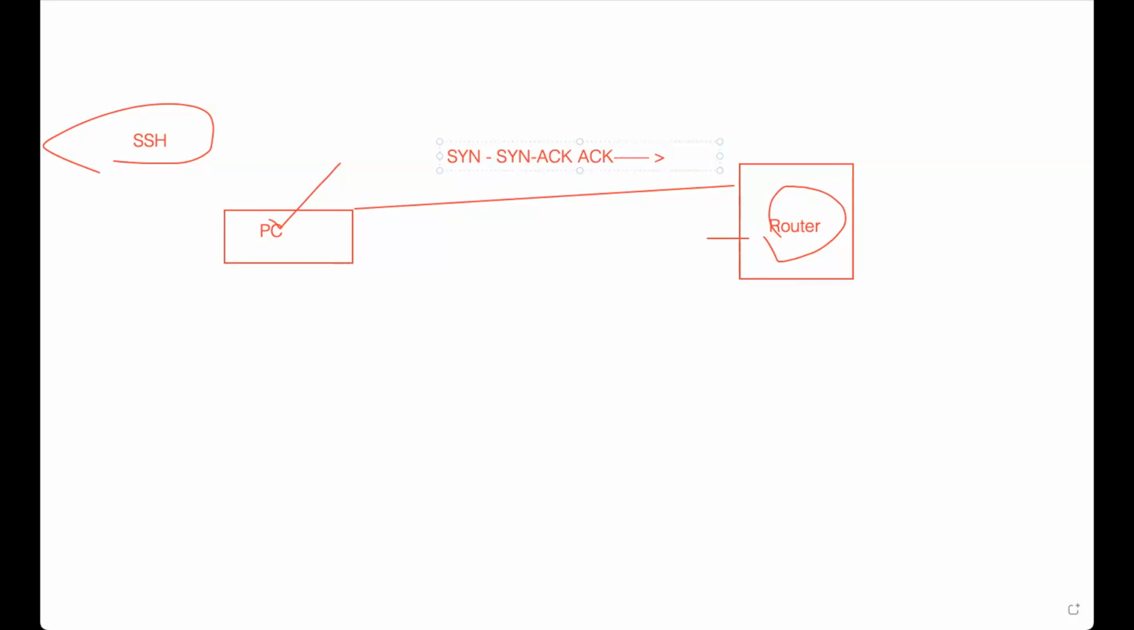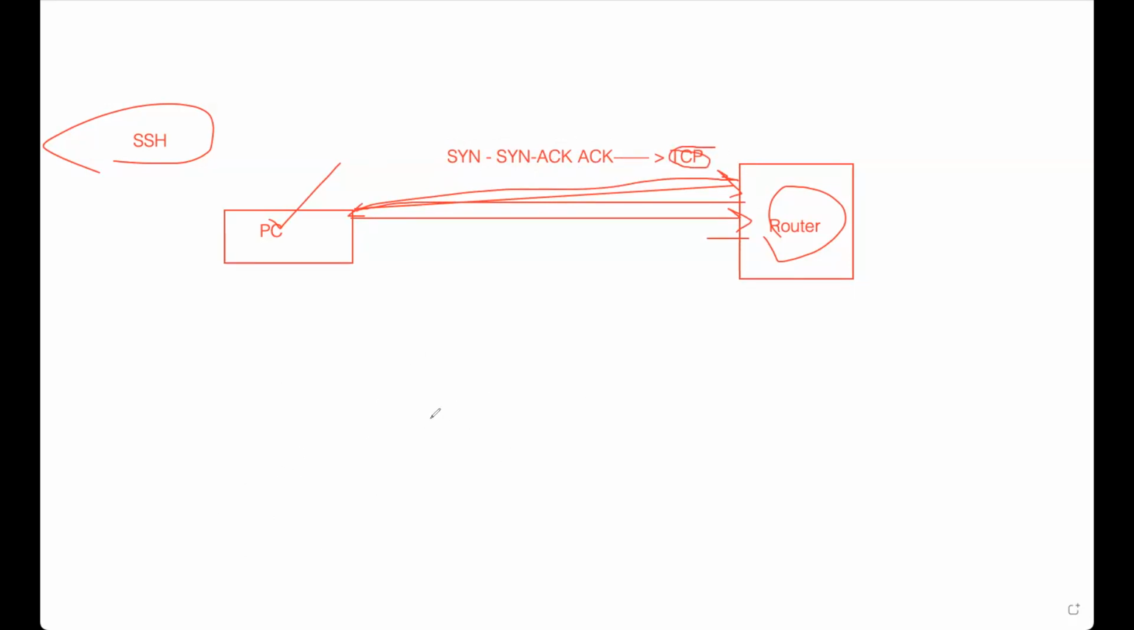Synchronize packet, synchronize acknowledge packet, and acknowledge packet. This is TCP, right? So this is a reliable communication. The PC will send the SYN packet, the server responds back with the SYN ACK, and the PC will send the ACK back. So the TCP three-way handshake is completed. This is a connection, right? So that is done. After that, what will it do?